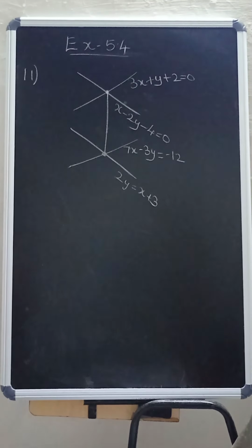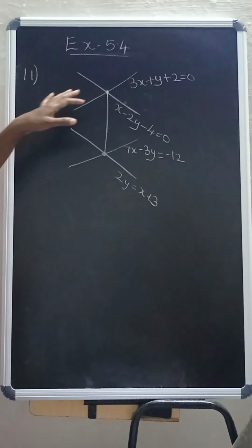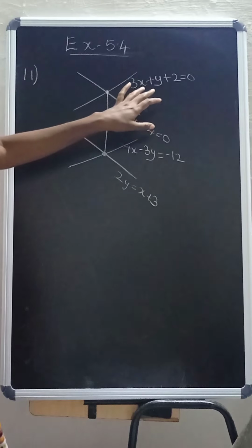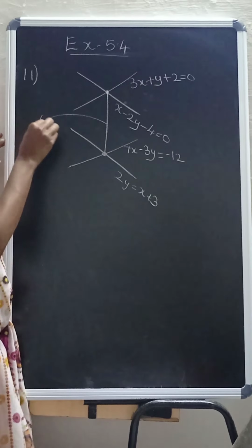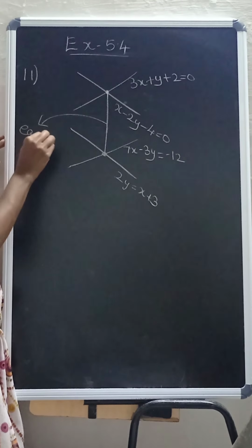Next, 11th sum. Find the equation of a straight line joining the point of intersection of 3x plus y plus 2 is equal to 0 and x minus 2y minus 4 is equal to 0 to the point of intersection of 7x minus 3y is equal to minus 12 and 2y is equal to x plus 3. So now you need to find the equation of this straight line.